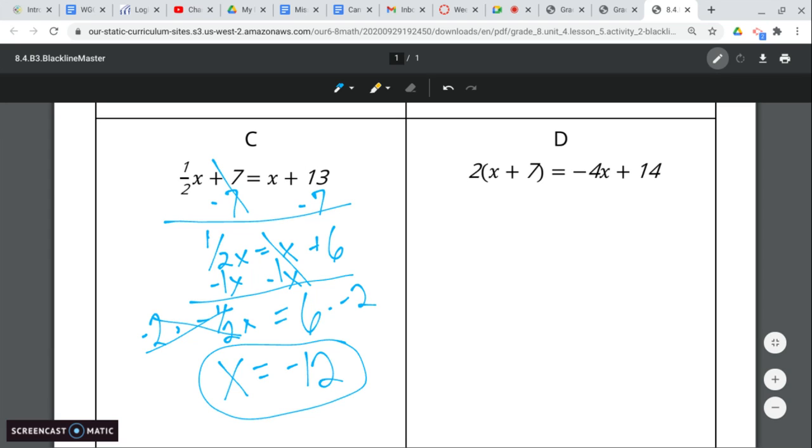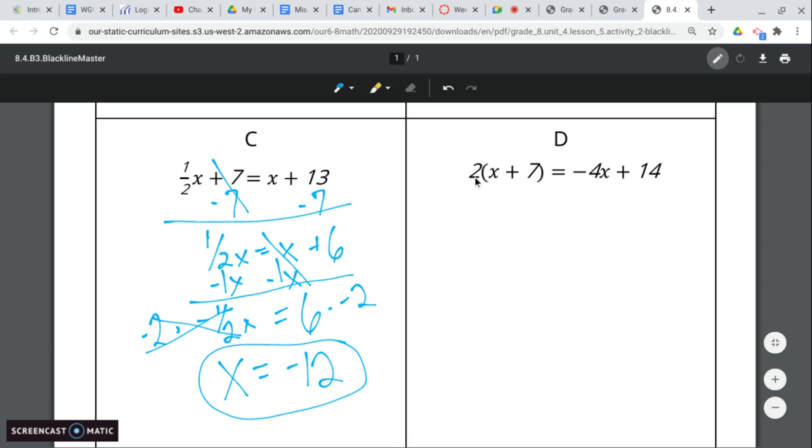So like I said, be very, very careful when you have the fractions. Sometimes it's not possible to eliminate them. So you have to be super careful when you're solving to make sure that you solve accurately. All right, this last part.